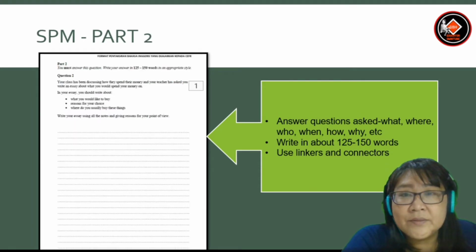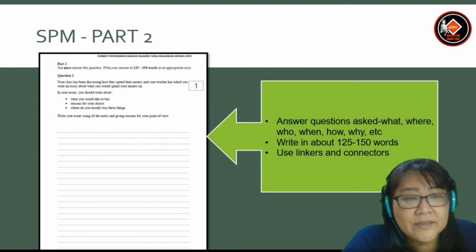Now let's look at part 2. In part 2, you have to answer the questions in the rubric or instructions. There are questions like what, where, who, when, how, or others like provide reasons. Write about 125 to 150 words. And remember, do use the linkers and the connectors.